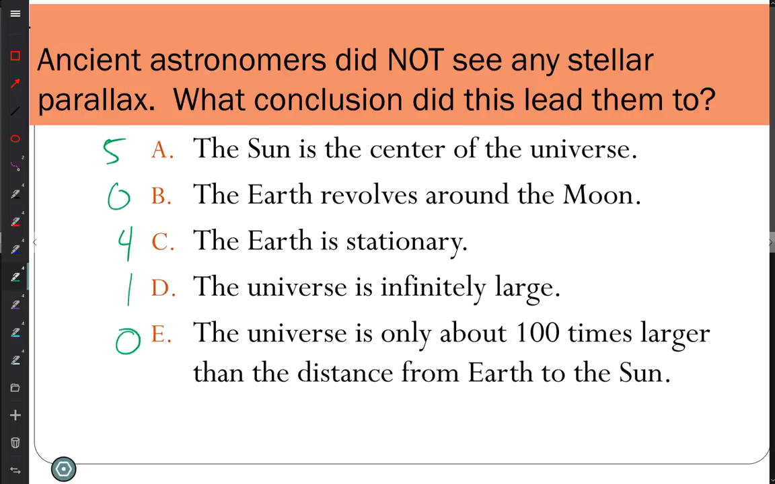I can't see it. So we have two conclusions that people here came with. Either the sun is the center of the universe or the earth is stationary. Just anyone want to blurt out? Which conclusion did I say they came to?